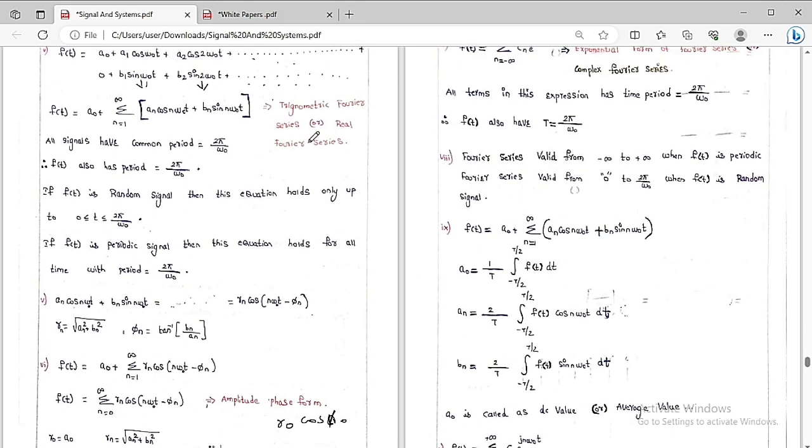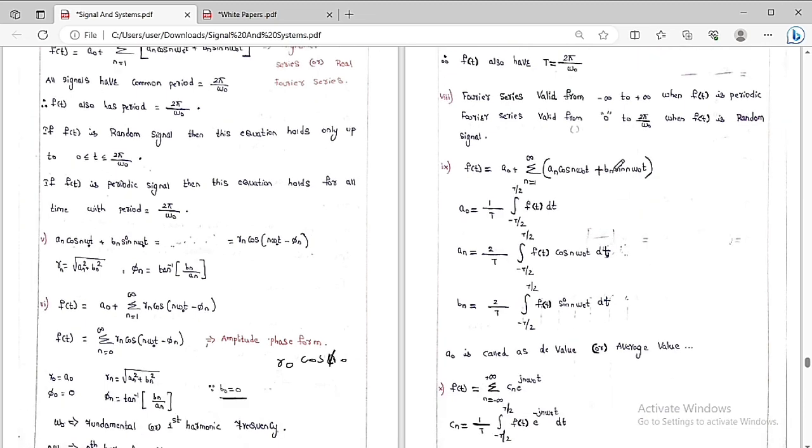So let me write the trigonometric Fourier series or the real Fourier series, which is f of t equal to a naught plus sigma n equal to 1 to infinity of an cos n omega naught t plus bn sin n omega naught t. What are the Fourier series coefficients a naught, an, bn? a naught is equal to 1 by T integration over one time period f of t dt. an is equal to 2 by T integration over one time period f of t into cos n omega naught t dt.